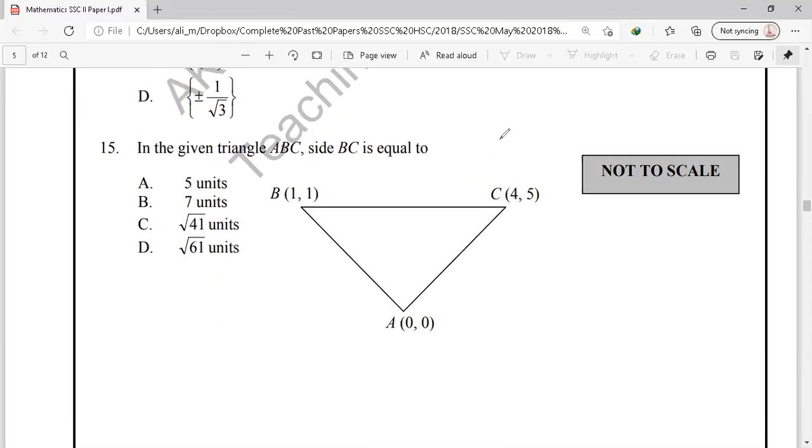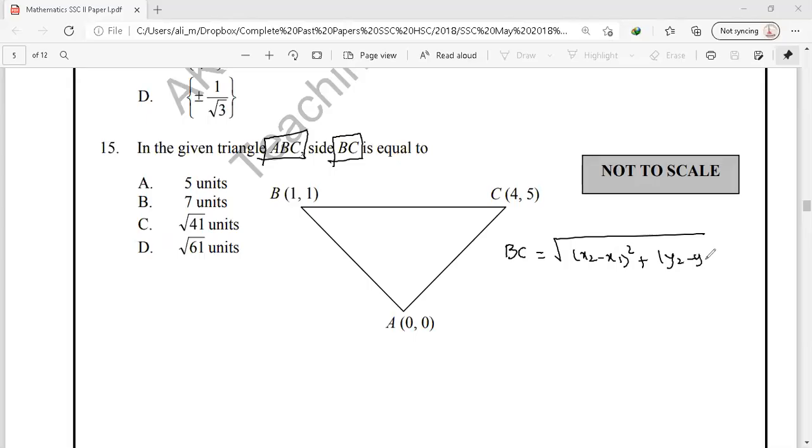So let's see question number 15. In this question, we have our triangle ABC and we have to find the value of BC. In this triangle the vertices are given in the form of ordered pairs, and we have to find the distance BC. So we have these 2 points, so we can apply the distance formula on these 2 points, that is the square root of x2 minus x1 square plus y2 minus y1 square. So let us name these points. This is our x1, this is y1, this is our x2, and this is our y2.